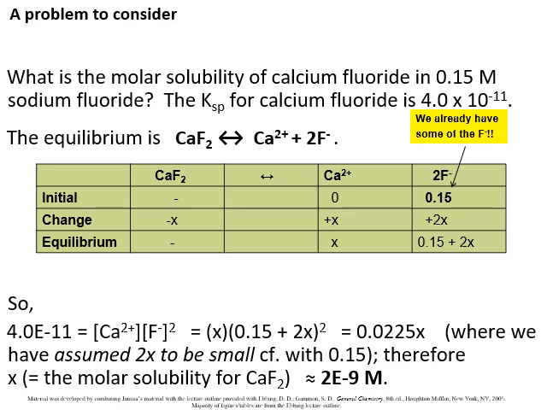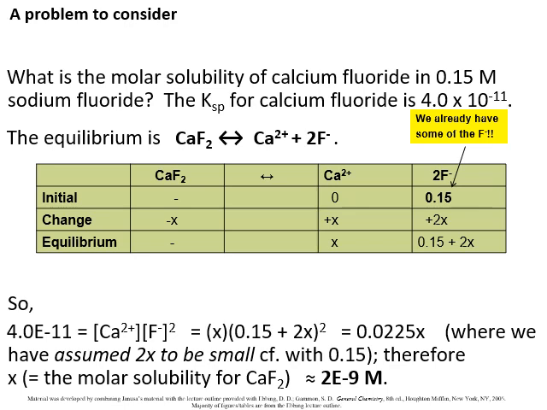So the only difference here is that we're going to start with 0.15 rather than 0. And then, again, we have to write 2x under the F minus rather than x because there's a 2 in front of the F in the equilibrium expression. So notice here we're going to wind up with 0 plus x, which is x, for calcium 2+, but for F minus we have 0.15 plus 2x.